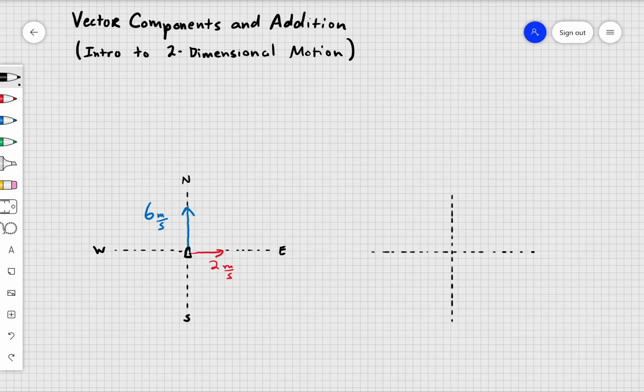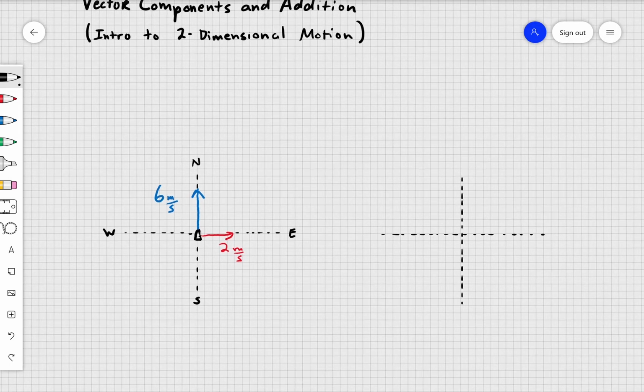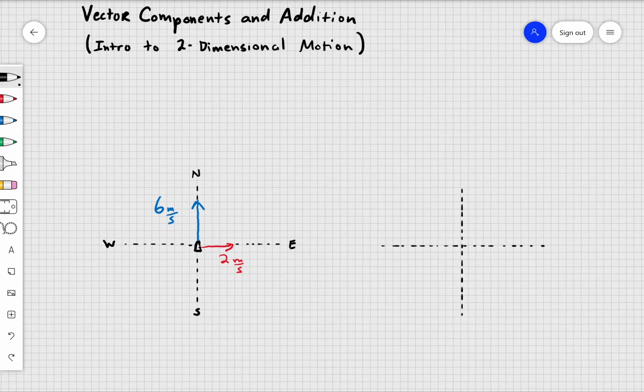Here we have a boat, and if you look at my little coordinate system here, this boat I've placed at the origin, and it's just to show directions: north, south, east, and west. The boat has an engine that will propel it to the north at 6 meters per second. But the current in the water is pushing the boat to the east at 2 meters per second.